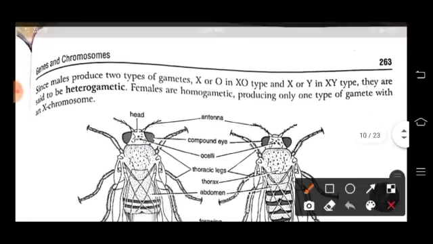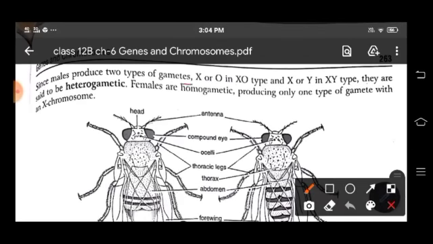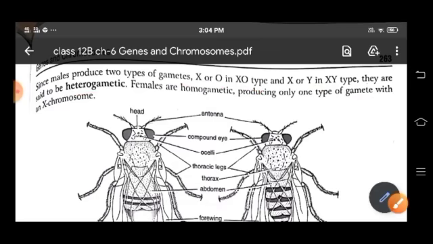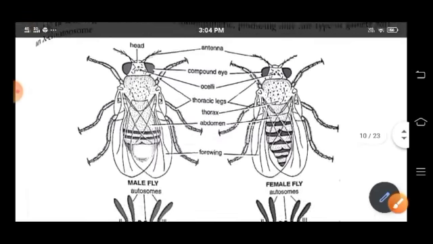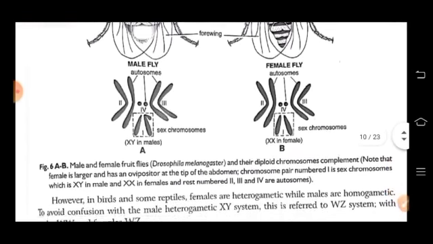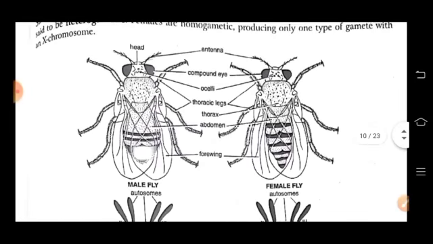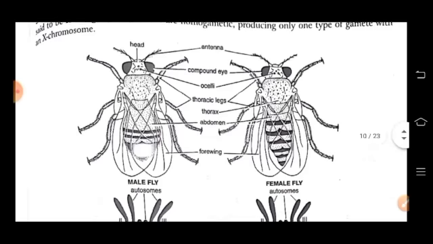Since the male produces 2 types of gametes, X or O in the XO type and X or Y in the XY type, they are said to be heterogametic. Females are homogametic. They produce only one type of gamete with an X chromosome. So here is a Drosophila melanogaster. The female is larger in size as compared to the male.